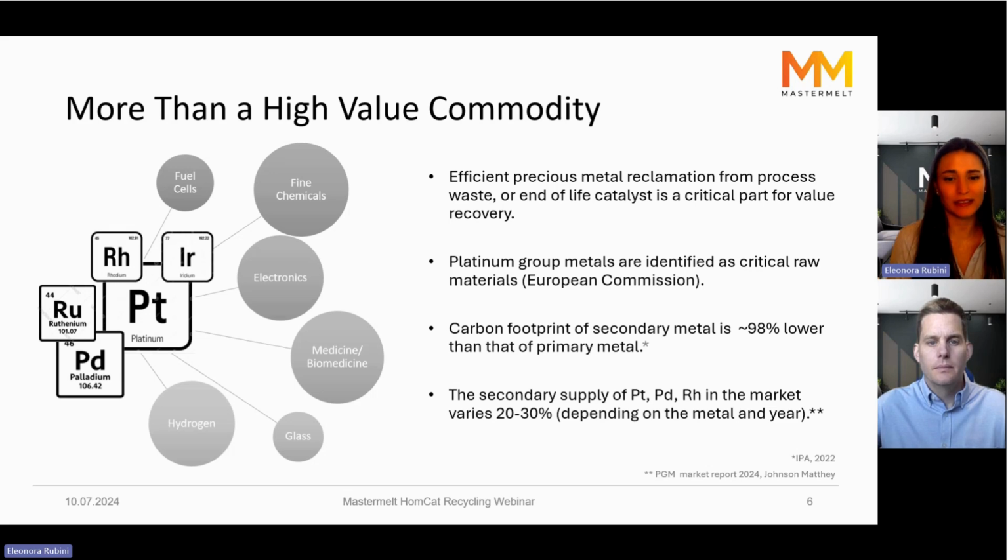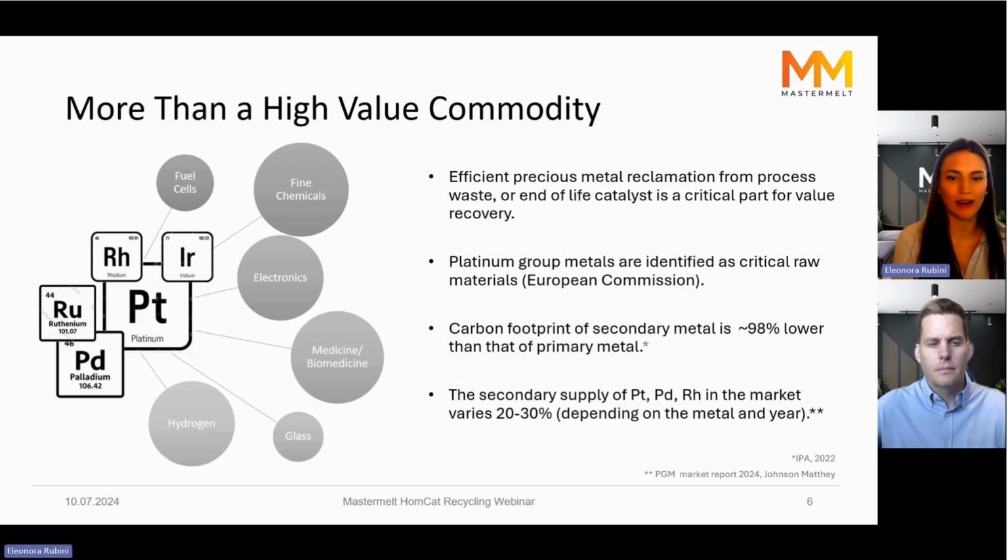And then there's another couple figures that are interesting. The secondary supply of platinum, palladium, or rhodium really varies in the market, but we've seen that depending on the metal and depending on the year, of course, we're about at 20 to 30% of these metals that are being supplied in the market, which means that, of course, we still have a lot coming from the mines.